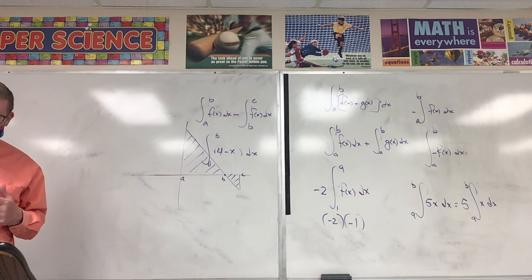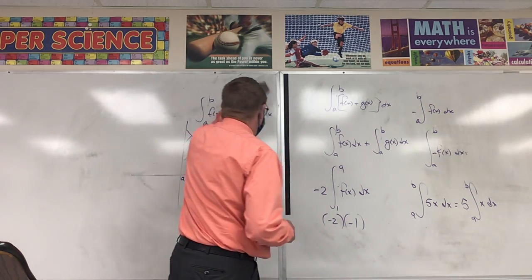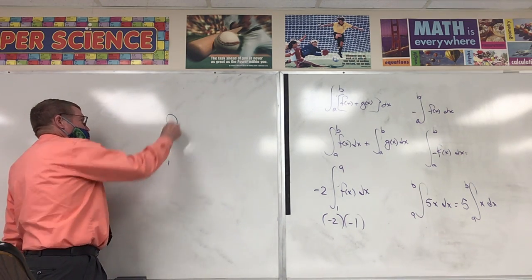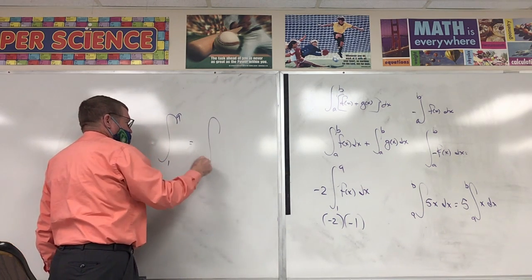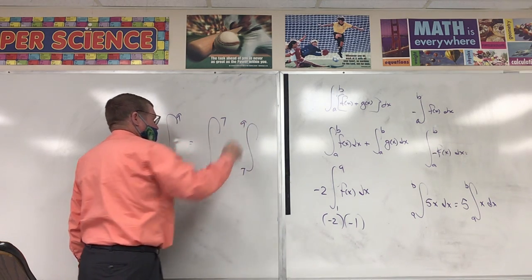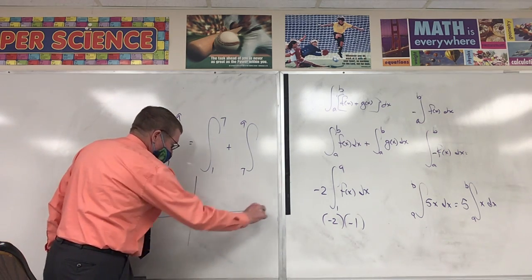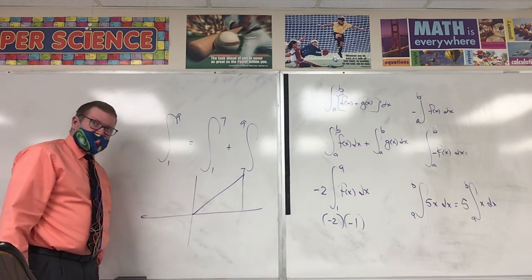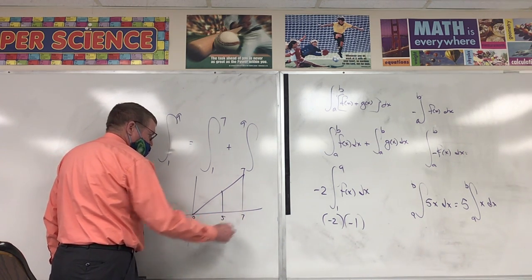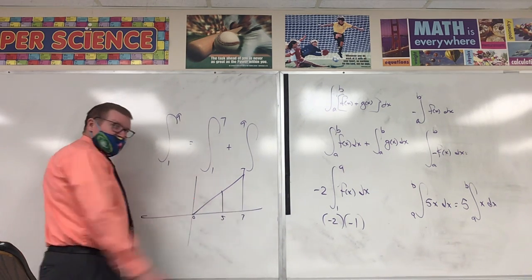Letter E. 1 to 7. Well, this one's a little bit different, because the integral from 1 to 9 would equal the integral from 1 to 7 plus the integral from 7 to 9. Basically this is what we're looking at. Here's my area of the whole thing. If I divide that up, here's 0 to 5 to 7. So the area between 0 and 7 is the same thing as the area from 0 to 5 and 5 to 7, added together.